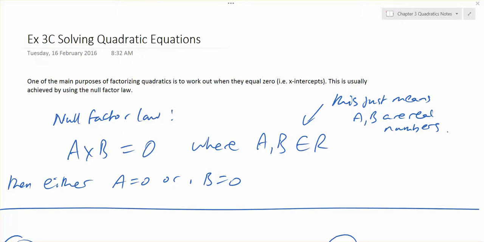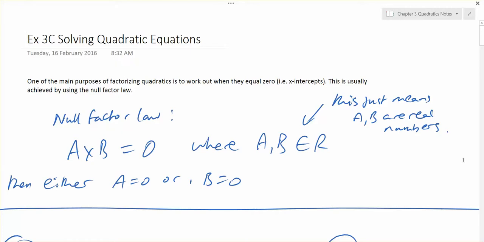This is for Year 11 Methods, the theory for Exercise 3C, solving quadratic equations. In the previous Exercise 3B, you would have learned about factorization. We're going to put factorization into practice and use it to solve quadratic equations. So the basics of solving quadratic equations is we need to know the null factor law.